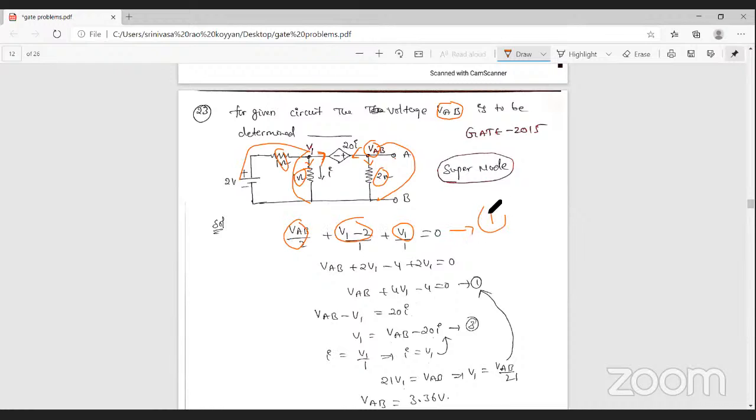సో ఇలాగ మనం సూపర్ నోడ్ చేసేటప్పుడు ఈ 2 నోడ్స్ కలిపి ఒక ఈక్వేషన్ కింద నోడల్ KCL ఈక్వేషన్ తీసుకోవాలి. ఓకే, అర్థమైందండి? ఎస్ సార్, అర్థమైంది. సూపర్ నోడ్ అంటే 2 నోడ్స్, ఆ 2 నోడ్స్ కలిపి ఒక ఈక్వేషన్ కింద కన్సిడర్ చేసుకోవాలండి.